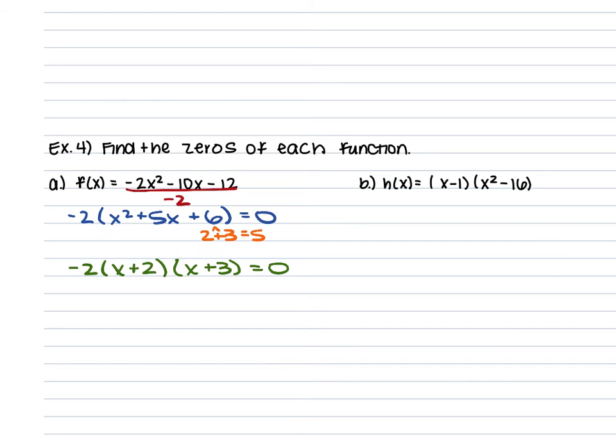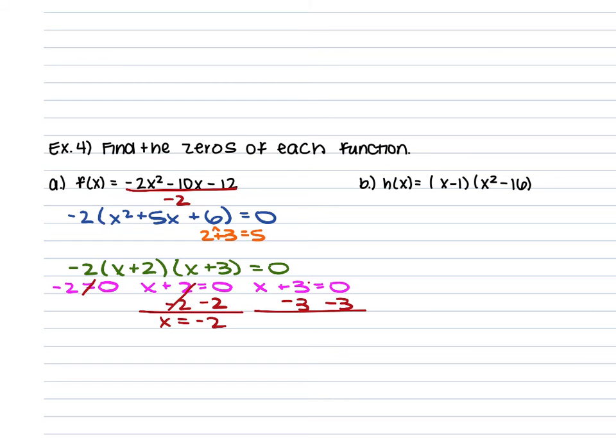From here, I'm going to set each part equal to 0 and solve for the variable. So I'm going to have negative 2 is equal to 0, x plus 2 is equal to 0, and x plus 3 is equal to 0. That negative 2 is equal to 0, forget about it. It's not a true statement, so get rid of it. The x plus 2 is equal to 0, subtract the 2 from each side. You have that x is equal to negative 2. For the x plus 3 is equal to 0, subtract the 3 from each side. You have x is equal to negative 3. So your two zeros here are x is equal to negative 2 and x is equal to negative 3.